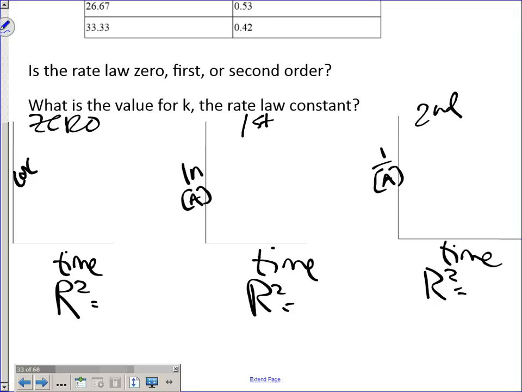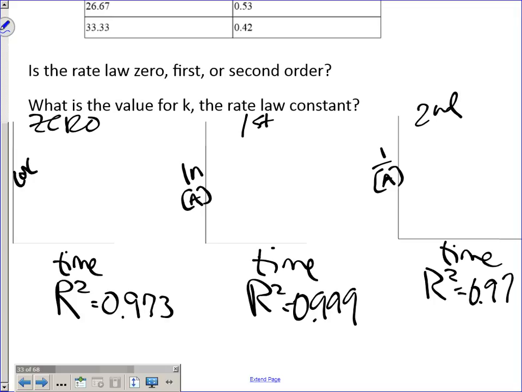All right, does anybody have values for zero order? 0.97. I got 1.5, whatever. Okay. Does anybody have first order? Okay, so that's looking promising. And second order? 0.97. So like I said, though it could be very linear, don't stop and go, got it. Let's double check them all.